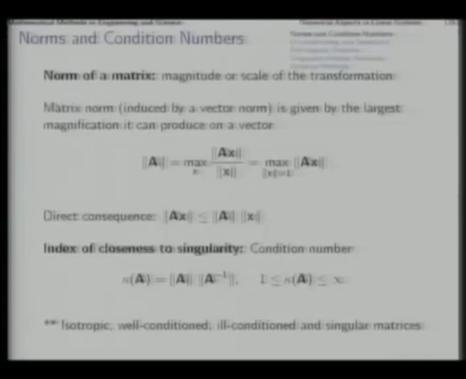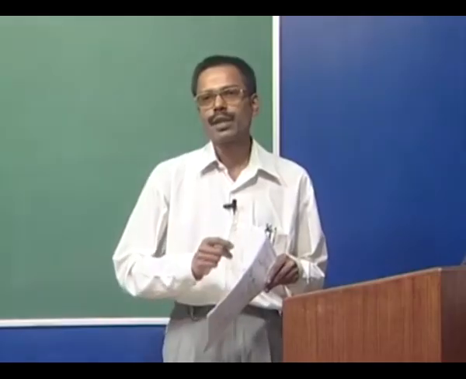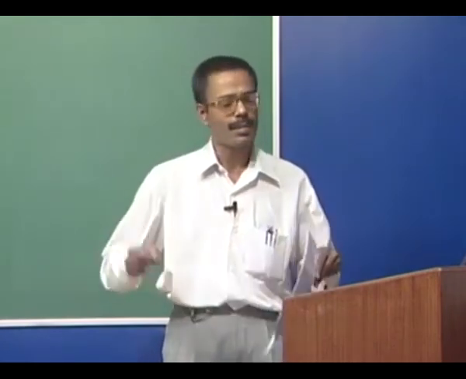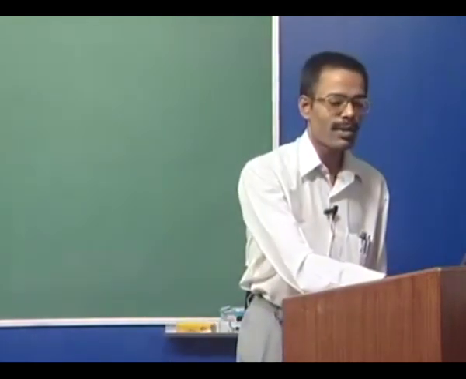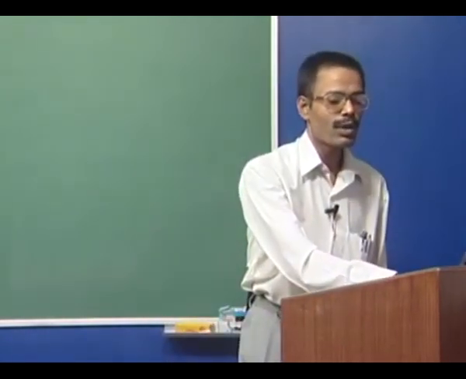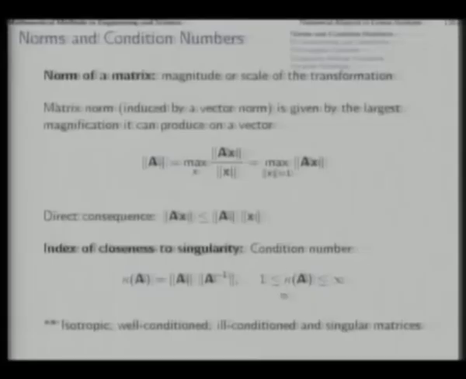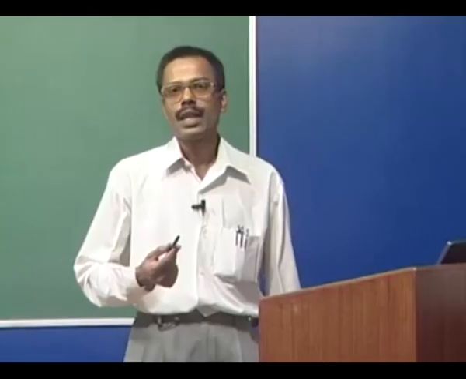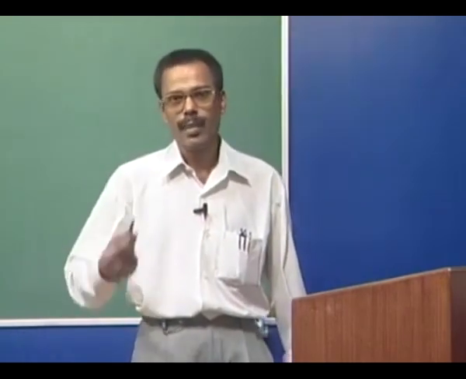Now, if all the vectors are mapped to equal magnification, then we call such a matrix isotropic. Iso means equal, tropic means direction. The performance of that matrix in all directions is similar. At the other extreme, we have singular matrices, which gives you the two limits of condition number, 1 and infinity. In between, if we find a very high condition number, for example 200, 400, something of that sort, then you call that matrix ill conditioned. Its health is bad.